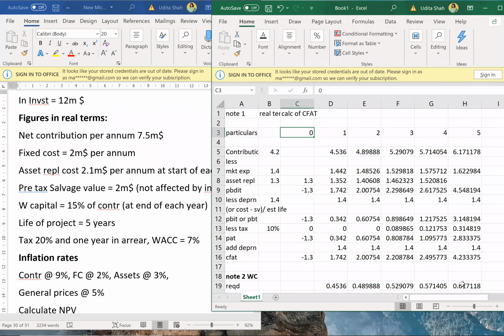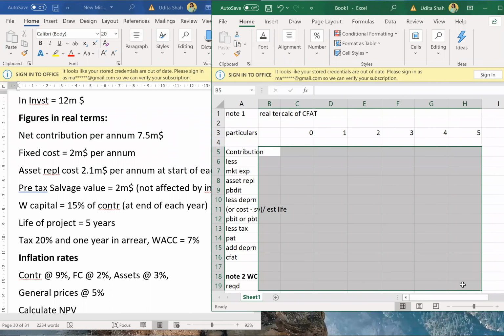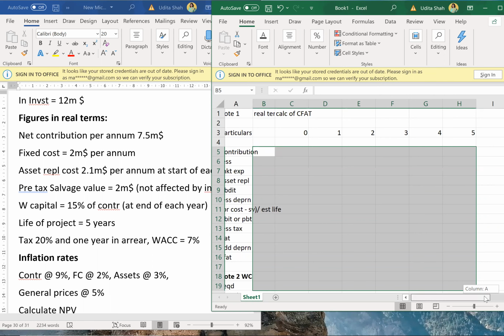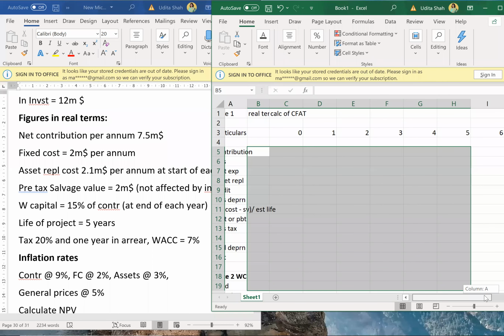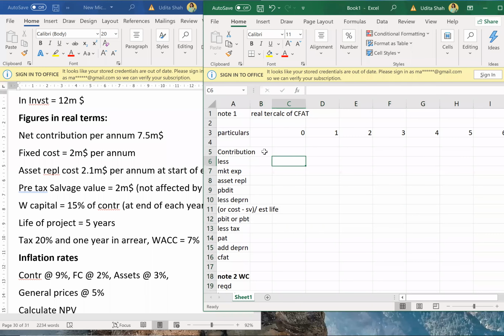So like I said, in this year we have tax in arrears. So what are we going to do? We are going to calculate our year 6 column as well. Okay. So let us start then. We'll start with contribution. How much is the contribution? Contribution is 7.5 million per annum. And what is the inflation rate for contribution? It is 9%. It will start from year 1.